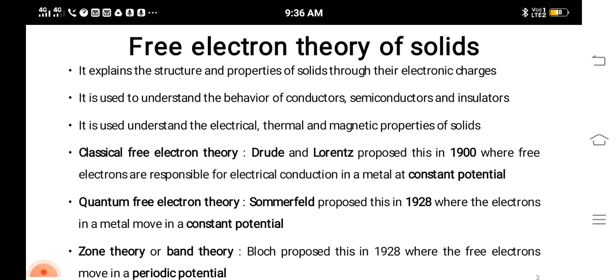Quantum free electron theory was proposed by Sommerfeld in the year 1928, where the electrons in a metal move in a constant potential. Zone theory or band theory was proposed in the year 1928 by Bloch, where the free electrons move in a periodic potential.